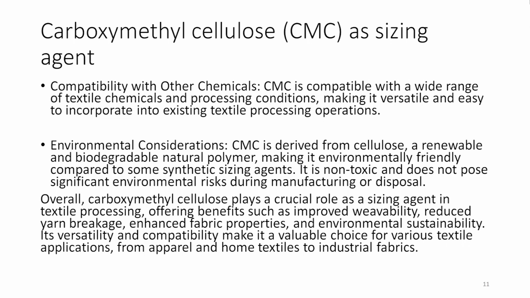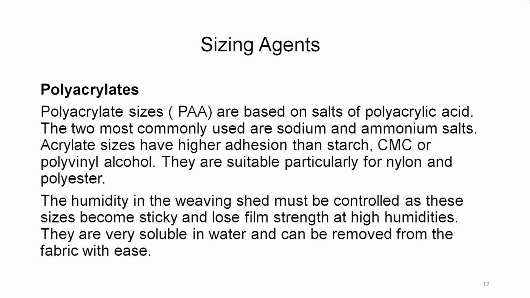Overall, carboxymethyl cellulose plays a crucial role as a sizing agent in textile processing, offering benefits such as improved weavability, reduced yarn breakage, enhanced fabric properties, and being environmentally sustainable. Its versatility and compatibility make it a valuable choice for various textile applications from apparel to home textile to industrial fabrics. Then comes the next sizing agent, which is polyacrylates.